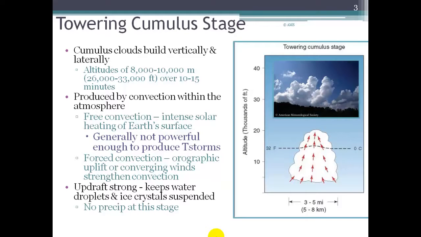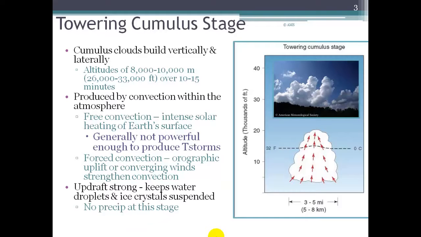We've talked about how clouds develop. Cumulus clouds, all clouds develop from uplifting air that reaches its condensation point, the dew point, and we get clouds forming, and cumulus clouds form from convection, updrafts. So if we have vigorous updrafts, we're going to get larger cumulus clouds, and the altitudes that we're talking about here are 26 to 33,000 feet, and they can develop very rapidly, 10 to 15 minutes. So you can literally watch these things grow.